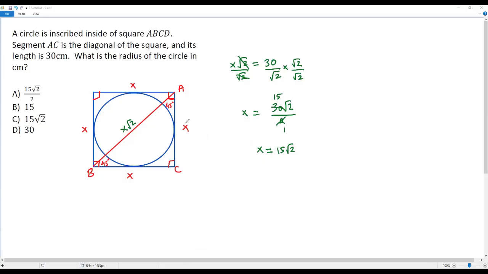We know that x is the length of the side of the square, and already we have discussed that the length of the diameter of the circle is equal to the length of the side of the square. So we can take this 15 times square root of 2 as the diameter of the circle. Then to get the radius of the circle, we have to divide the diameter by 2. That is 15 times square root of 2 divided by 2. Here I got the radius of the circle, 15 times square root of 2 over 2 centimeter. We find this value in answer choice A. The correct answer choice for this question is A.